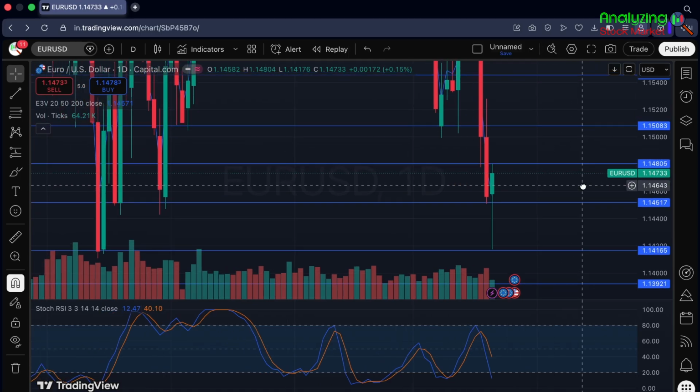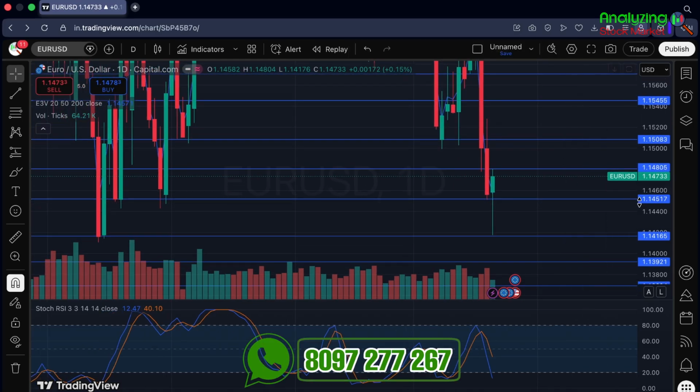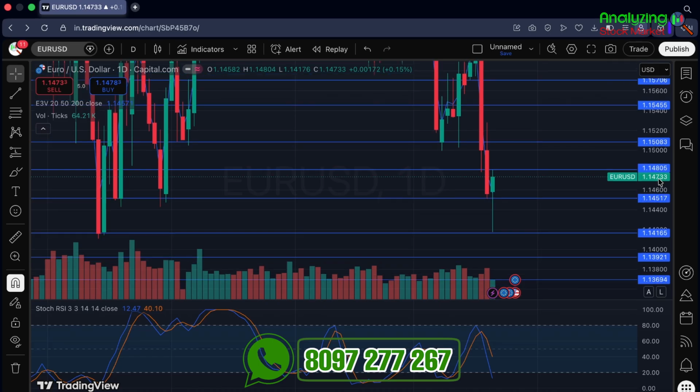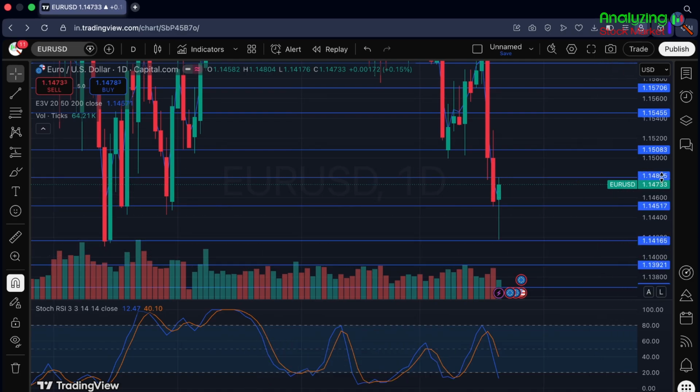Here, 1.14733 is the closing. The direct support is 1.14517. The direct resistance is 1.14805. After the direct support, there is support at 1.14165 and then 1.13921. After the direct resistance, there is resistance at 1.15083 and then 1.15455. So these are the important support zones and resistance zones which will help you to take better stop loss and target levels for this week. You can mark these levels on your chart as well.